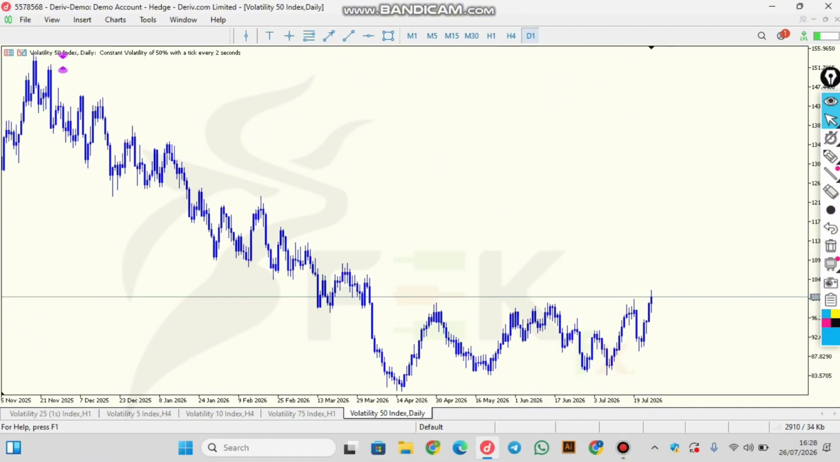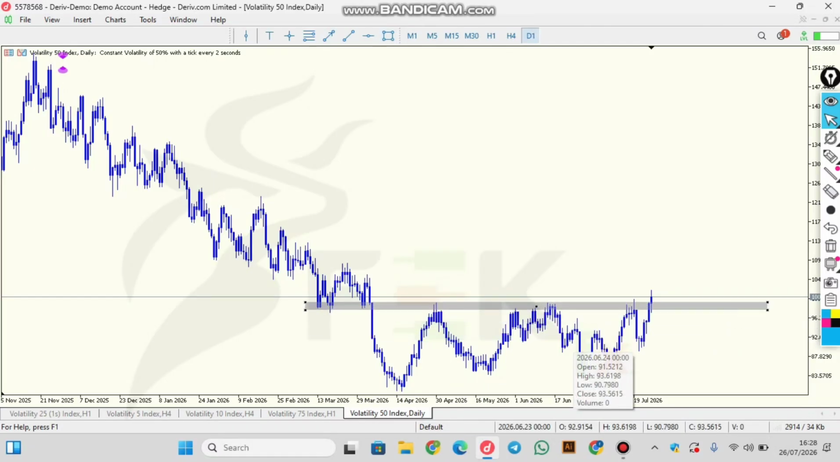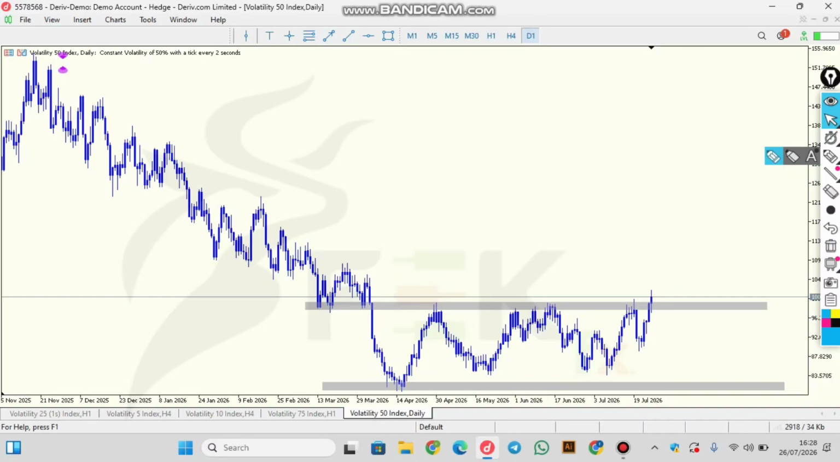This volatility 50 has been in this range for a very long time. As you see, this is a daily time frame. It has been within this. So you can see that this thing has changed. This low is lower than this, and this low is higher than this. And you can check it. Can you see? So this tells that the market is most likely to turn to the upside.